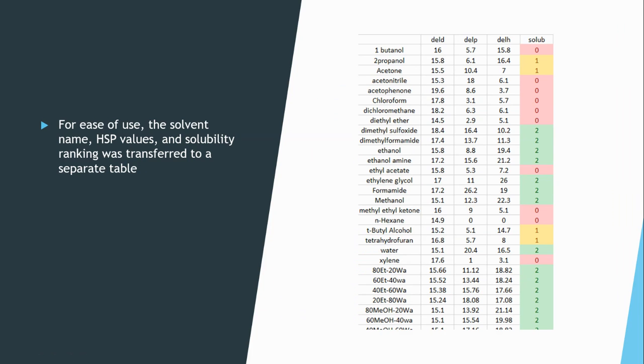So for ease of use, this large table was narrowed down to just include the solvent name, the normalized HSP values, and the solubility rankings. And so this makes it much easier to move this data into the Matlab algorithm, especially because you don't have random solvents in between that you didn't actually use and that don't have rankings. It's just easier to highlight one entire section and then move it into Matlab.